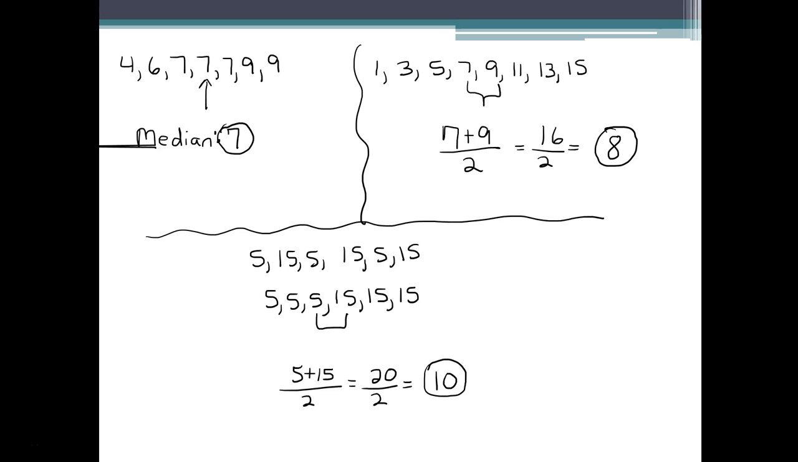And notice that sometimes averages come out the same. Like earlier, the mean for this first set of data was 7, and now we found the median to also be 7. It doesn't always work that way, but sometimes it does. For this set of data, the mean was 8, median's 8. For this set of data, both mean and median are 10. Not always going to happen that way, but sometimes it does.